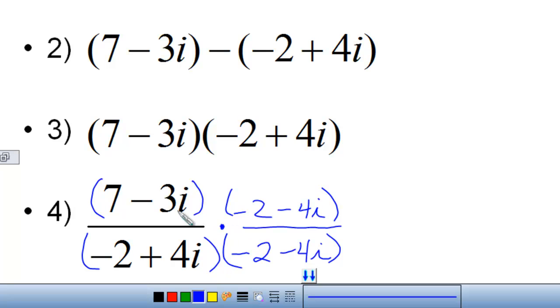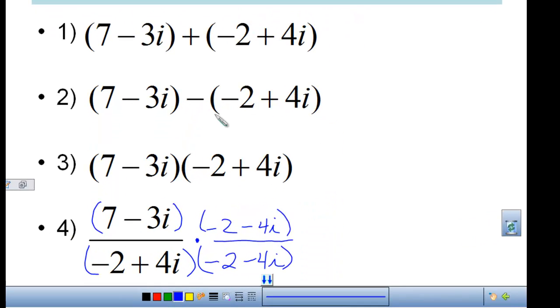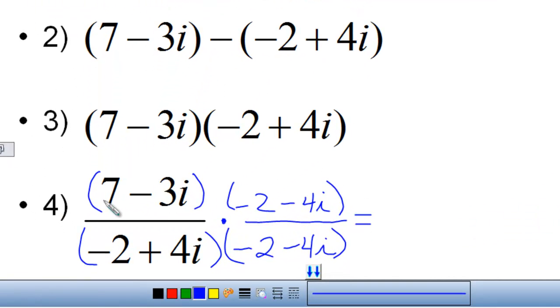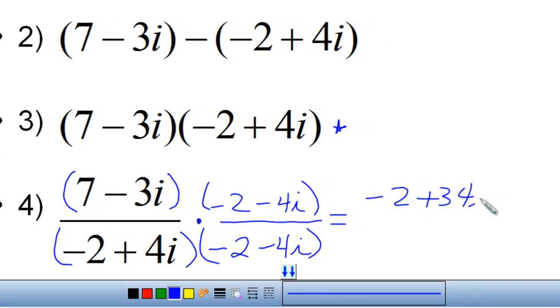Now I purposely did this because we already did our answer from earlier. So let me see what we had for that. We did this top part earlier. We did 7 minus 3i times the quantity negative 2 minus 4i. We did that back up here in number 3, and our answer was negative 2 plus 34i.